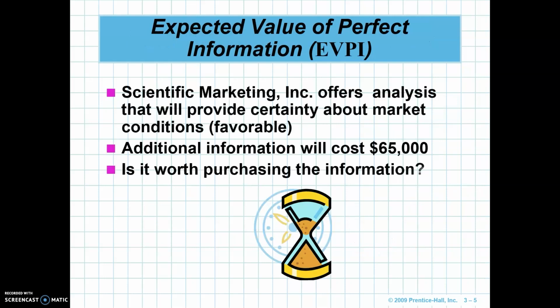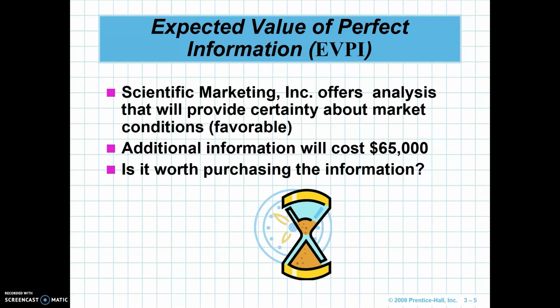Expected value of perfect information. Now there is another criterion in decision making under risk, which is the expected value of perfect information, right? Scientific Marketing Inc. offers analysis that will provide certainty about whether market conditions are favorable. The additional information will cost $65,000. Is it worth purchasing the information?